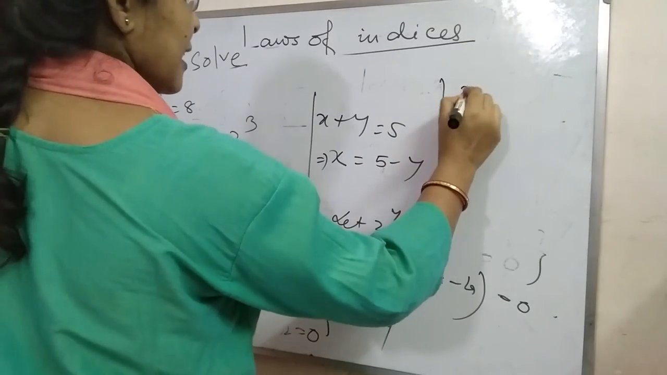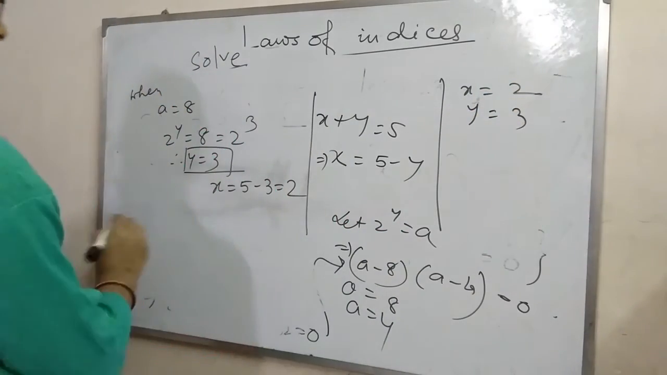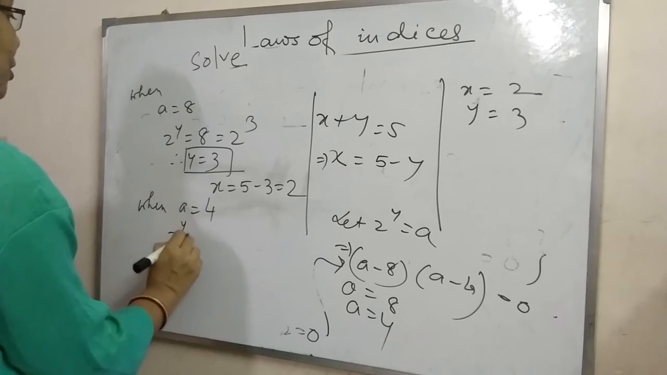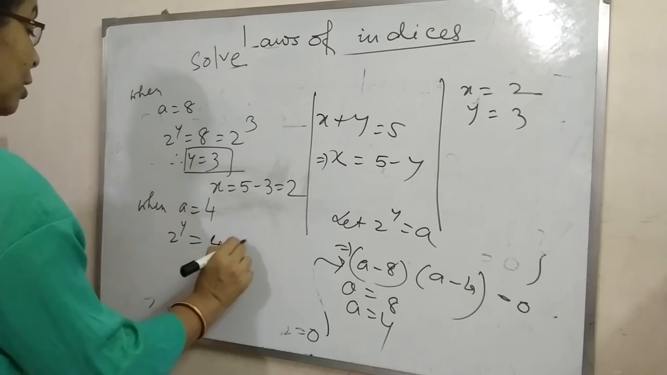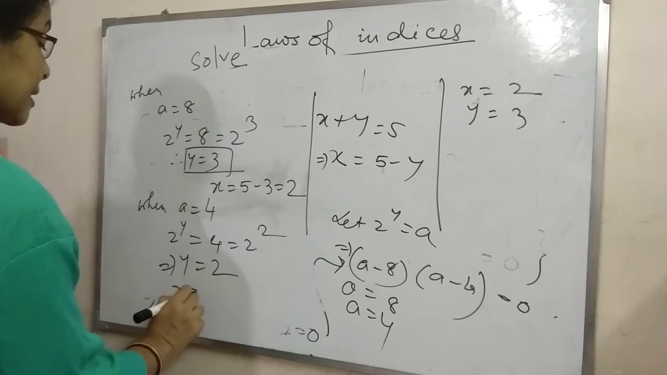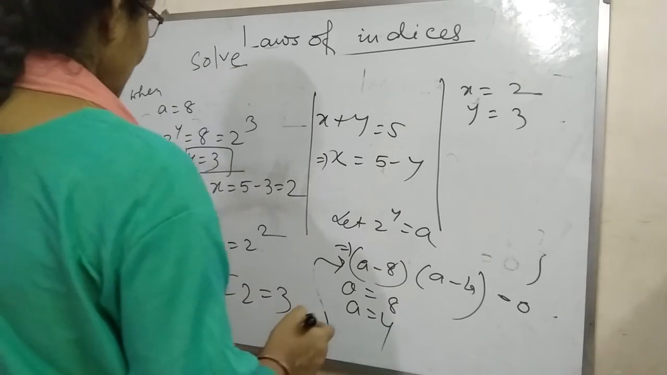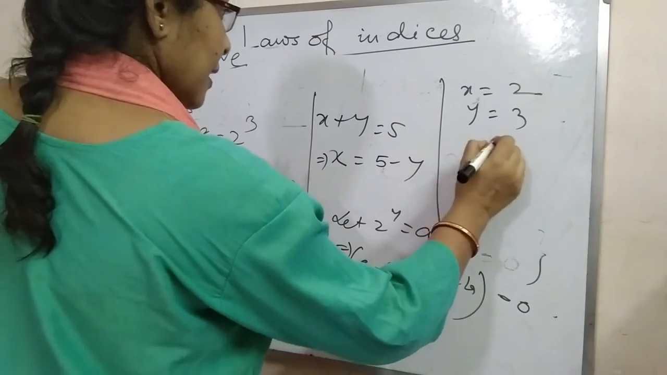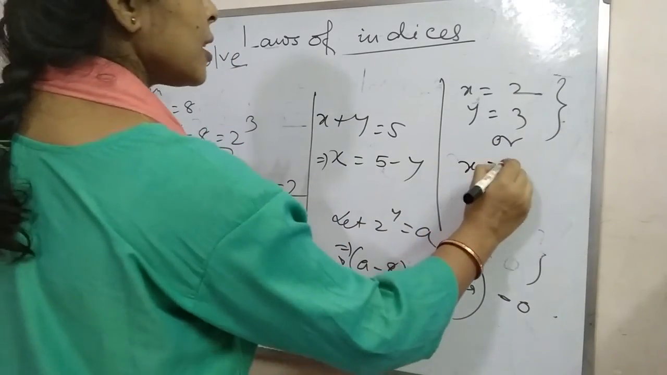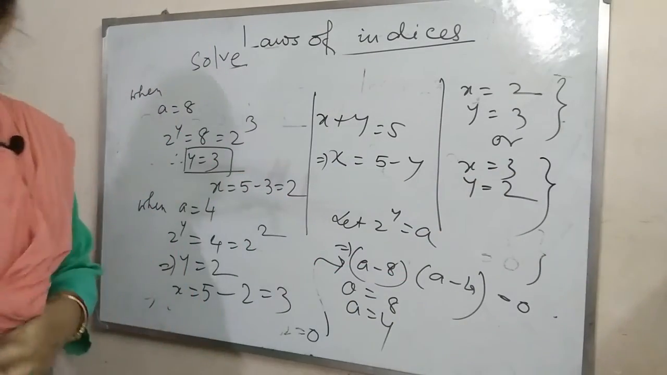One answer is x equal to 2, y equal to 3, and another answer when a equal to 4, then 2 to the power y equal to 4 equal to 2 square, that is y equal to 2, and x equal to 5 minus y, that is 5 minus 2 equal to 3. So the second answer is x equal to 3, y equal to 2. This is another answer.